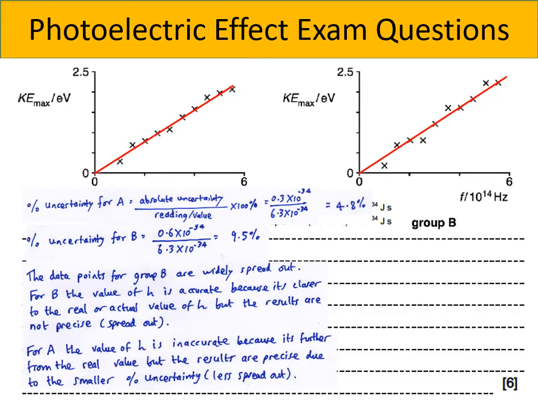As for group A, the value of H is inaccurate because it's further from the real value. They got 6.3 times 10 to the power minus 34, and that's further from the real value. But the results are precise because we have a smaller percentage uncertainty value, and also because the data is less spread out compared to group B. All right, and that would give us our 6 marks. So I think we can do this. We can get all the marks.